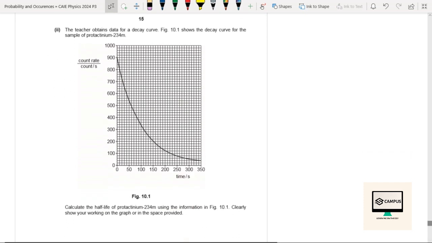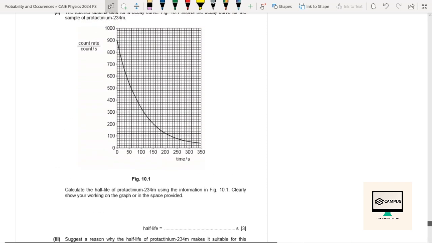Okay, part 2. The teacher obtains data for a decay curve. Figure 10.1 shows a decay curve for the sample of protactinium 234M. On the y-axis is the count rate, counts per second, and the horizontal axis is time. Calculate the half-life of protactinium using the information in figure 10.1. Clearly show your working on the graph or in the space provided. Okay, so when solving this kind of question, let me see how many marks this question has. Yeah, 3 marks. So we have to show sufficient working.